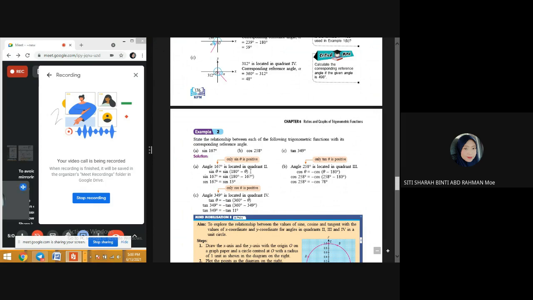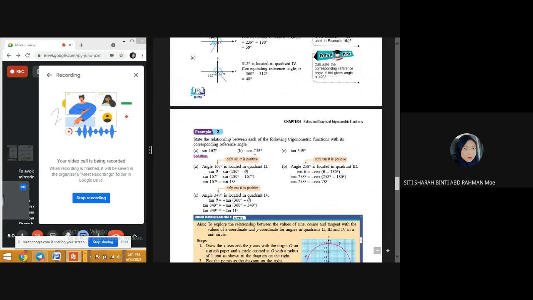Okay, so this one only given here, only sine theta is positive. This one we will discuss later, which one is positive, which one is negative. So look at the second one. We have cos 258 degrees.